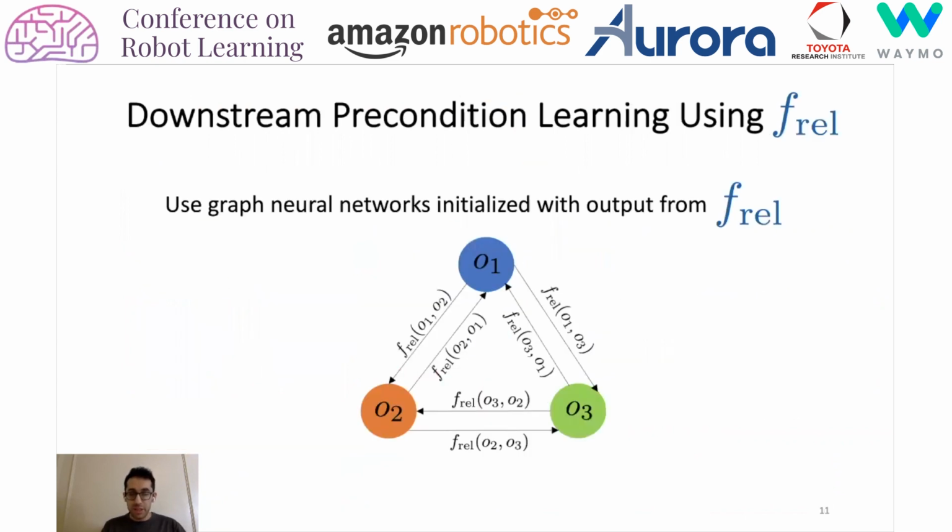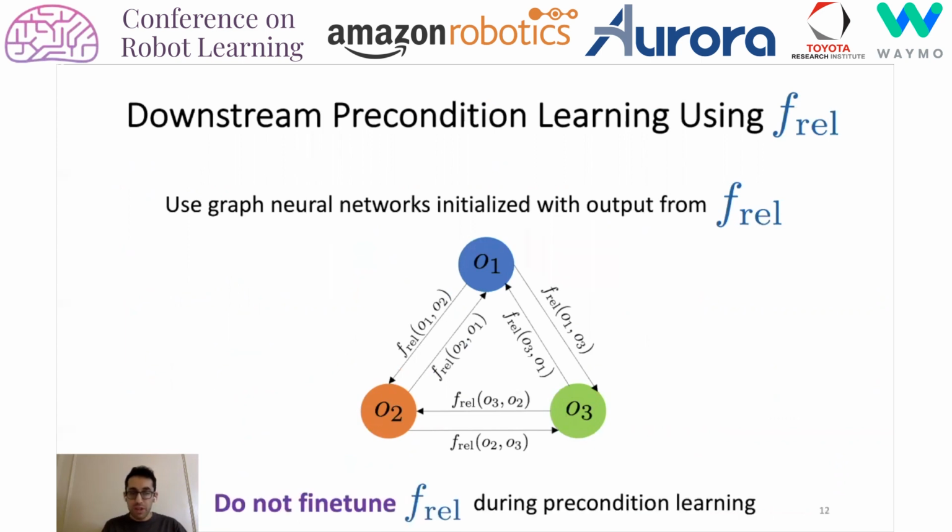Given a learned relational representation FREL, we use graph neural networks as a precondition learning model. The input to these GNN models are the output from the learned relational model. We note that we do not fine-tune our learned relational representations during precondition learning, which happens on real-world voxel data, and we use the same FREL across all precondition learning tasks.